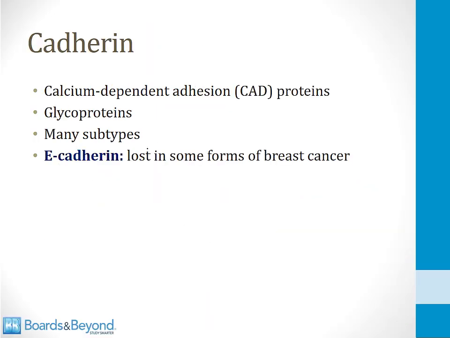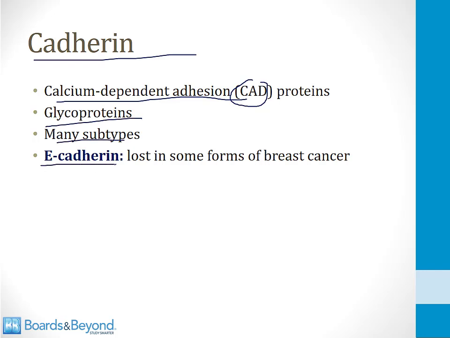Most of the science of epithelial cell proteins and junctions does not have a lot of clinical relevance. This is mostly something that's important in the research world as people try to understand how cells link together. But I do want to point out one clinical correlation here, and that has to do with cadherin. Cadherin is a protein that gets its name because they are calcium-dependent adhesion proteins. That's where the word cad comes from. They're glycoproteins and there are many subtypes.